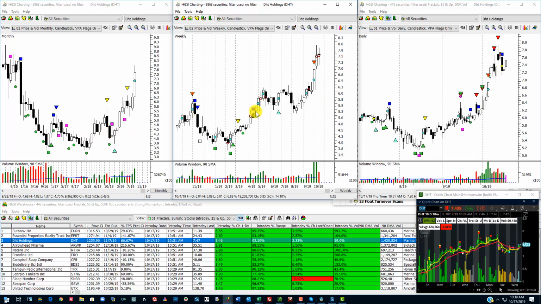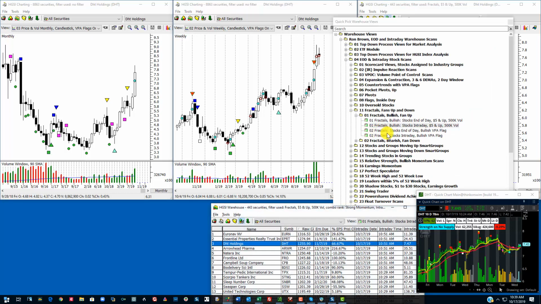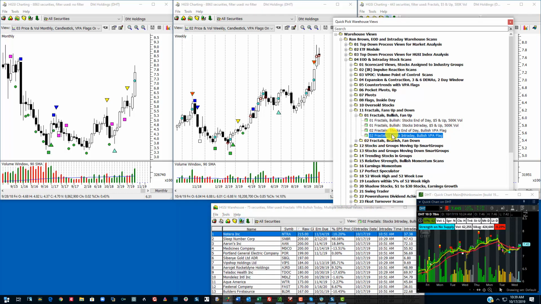This is going to do it for the fractals. Just wanted to introduce you to this screen, and if you're looking for stocks that are strong and are pulling back, one very good way to do this is to use the fractal stocks end of day, use the bullish VPA flags and start looking for stocks that way. Let's look at one more chart.